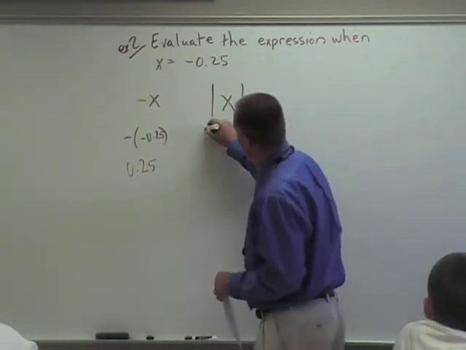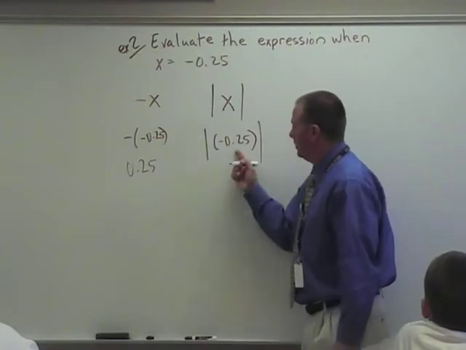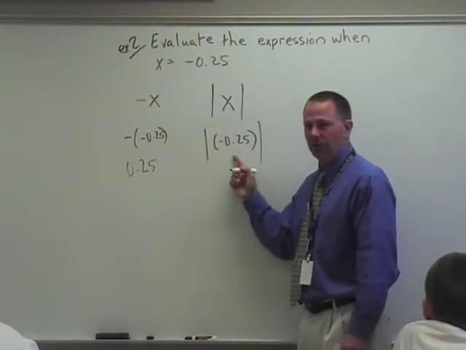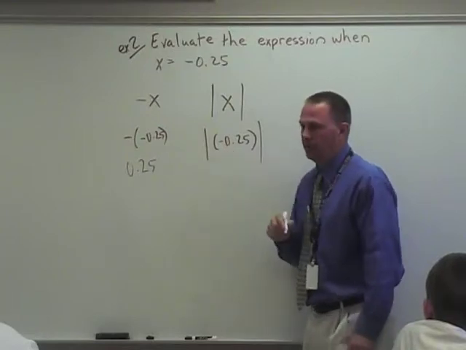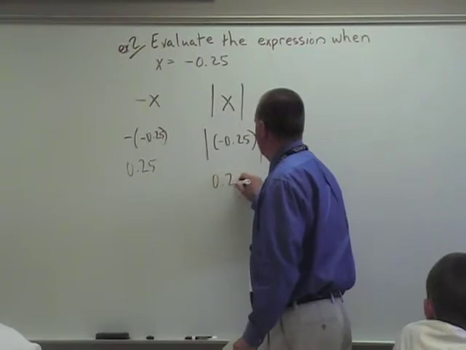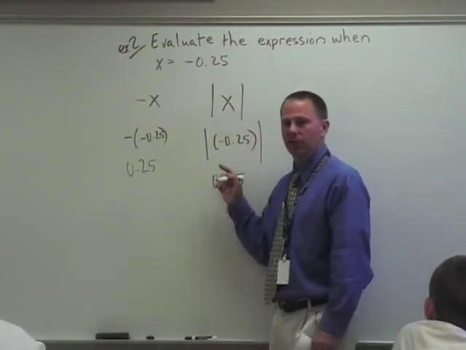So we're going to plug in a negative 0.25, substitute. Since that's the only thing in here, that's the value, how far away is negative 0.25 from 0? 0.25, so it's a positive 0.25. You're going to need to make sure you understand this in the next few sections.